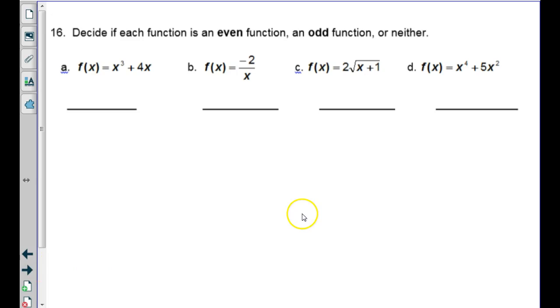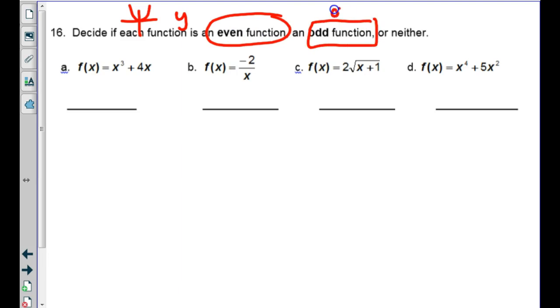Even and odd, just tell me what they mean. Even function means symmetry with the y-axis, so it might look like this, right? Odd function means symmetry with the origin, so it might look like this. If you rotate it 180, it looks the same. Okay, that was a pretty bad graph, but you get the idea.